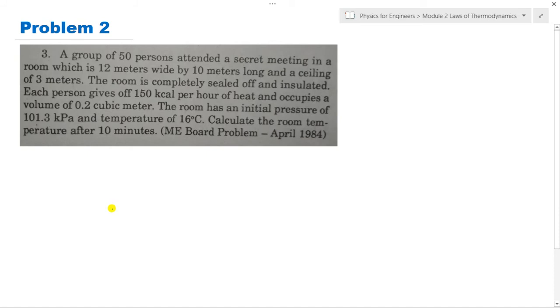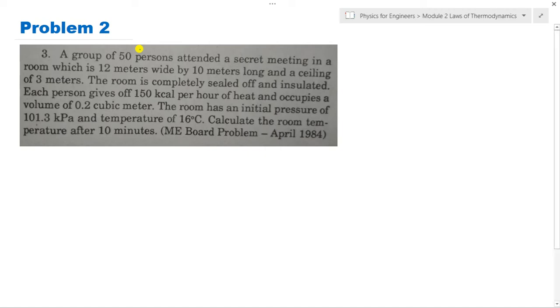This is from the mechanical engineering board exam. So we have here a problem. A group of 50 persons attended a secret meeting in a room which is 12 meters wide by 10 meters long and a ceiling of 3 meters. The room is completely sealed off and insulated. Each person gives off 150 kilocalorie per hour of heat and occupies a volume of 0.2 cubic meter. The room has an initial pressure of 101.3 kilopascal and temperature of 16 degrees Celsius. Calculate the room temperature after 10 minutes.